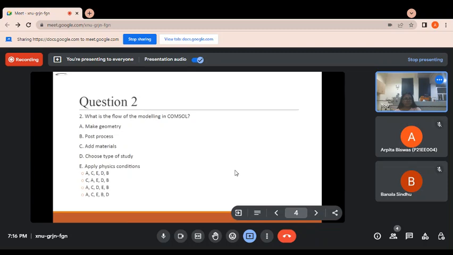Sindhu? What is COMSOL? Ma'am, no idea, ma'am. Okay, actually COMSOL is a software where we do the simulation of devices. Okay, there are other simulation software also present like Silvaco TCAD, and for analog circuits we use Cadence software. So in COMSOL we can also do modeling or simulation of the fabricated devices.